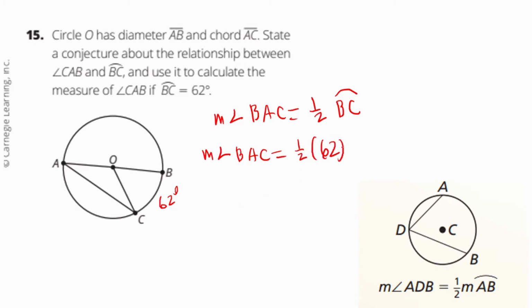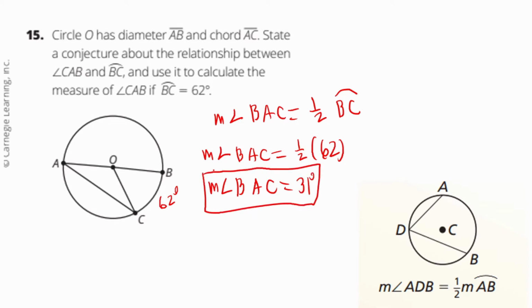I just substituted in the value, which means that the measure of angle BAC is really equal to 31 degrees. There we go. Nice and simple.